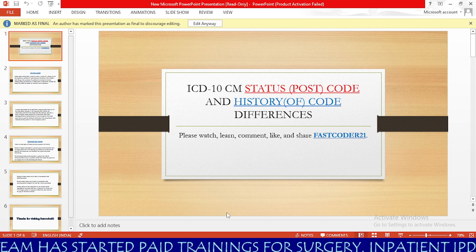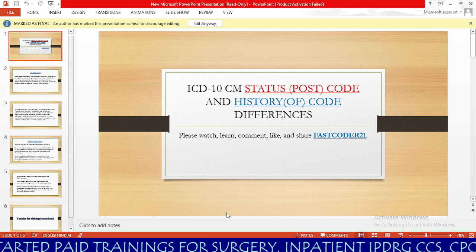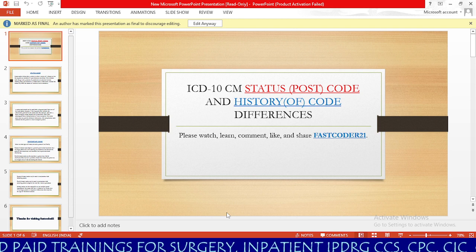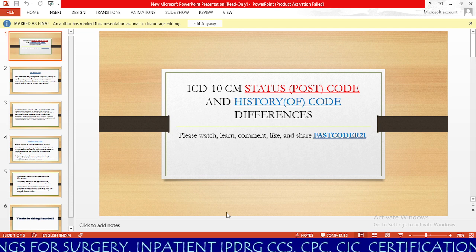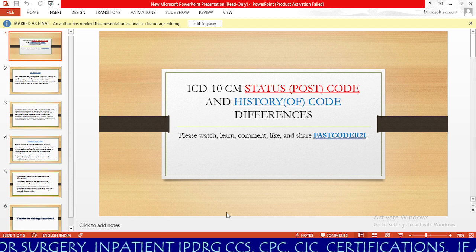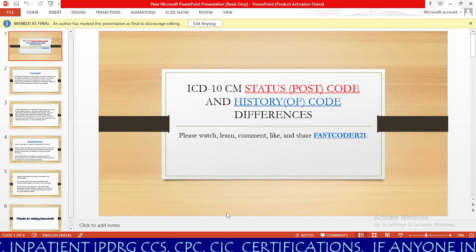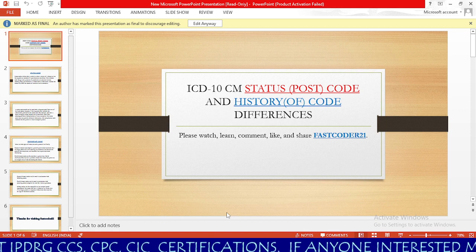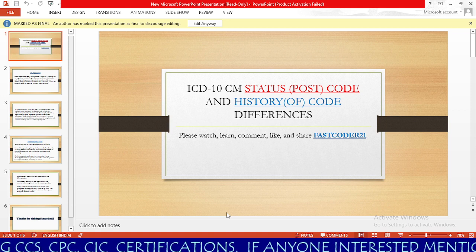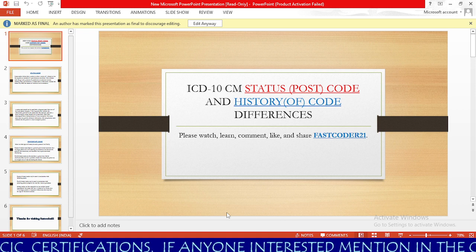As all of us know, in ICD-10-CM we have two types of Z codes. One is for status code, the next one is for history code. But most of the coders don't know about the differences between status code versus history code. So in this session, we are going to learn what is the main difference and how do we identify when to code status code and when to code history code.